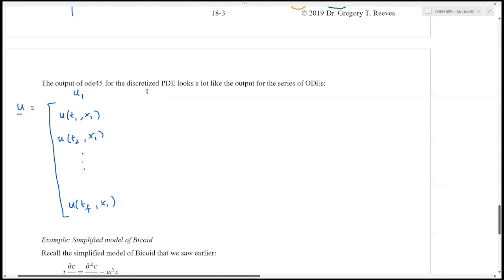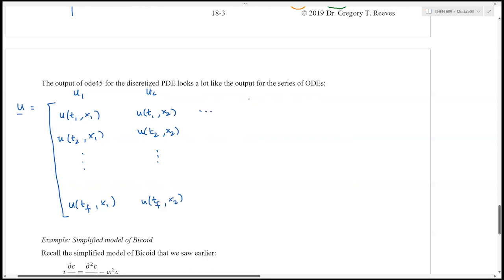The second column will be U2. So that's U at t1, x2, U at t2, x2, dot, dot, dot, U at t final, comma, x2.